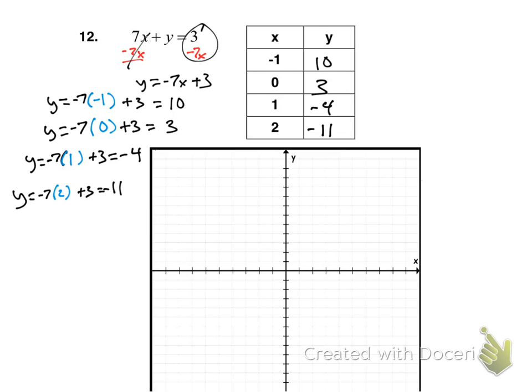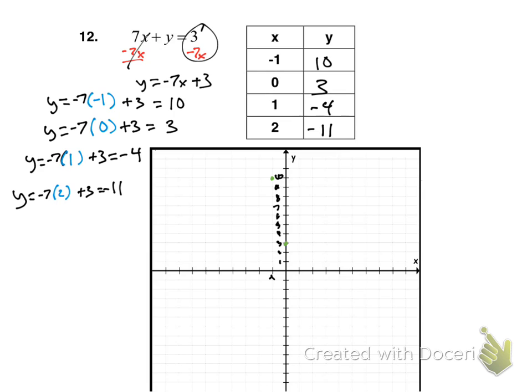All right, from there, just graph your points. Well, one of them is -1, 10, so let's do that. -1 is here. 10 would be 1, 2, 3, 4, 5, 6, 7, 8, 9, 10. Our point would be here. All right. Next point is 0, 3. So our next point would be at 0. Go up 3. Here's the next one. 1 would be -4. So let's go down to -4.